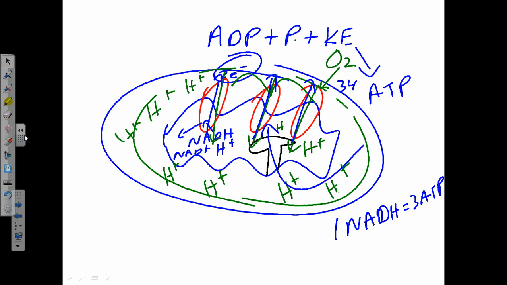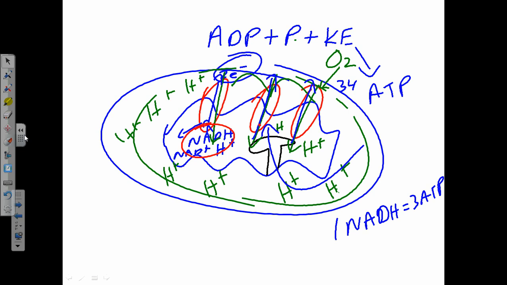Remember that FADH2 is pretty much the same thing, except instead of getting oxidized at this first one, it gets oxidized at the second one, which means it only causes how many protons to get pumped? 2. So one FADH2 only creates 2 ATPs instead of 3.